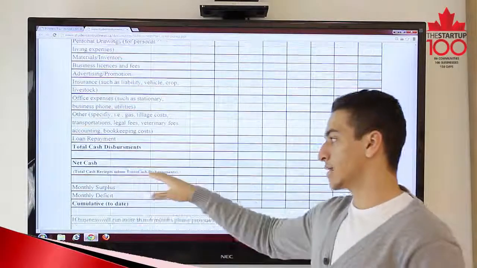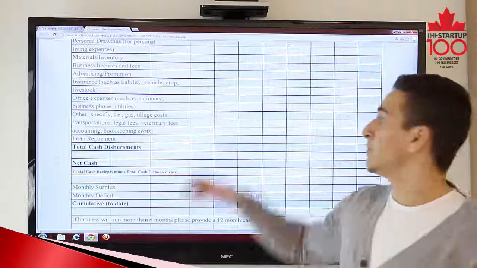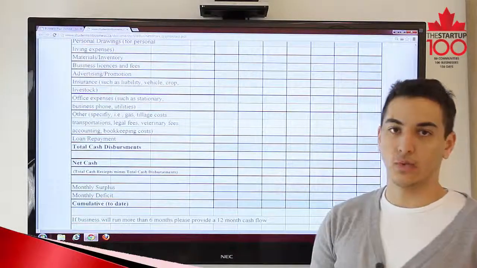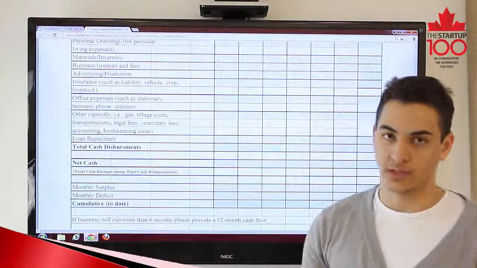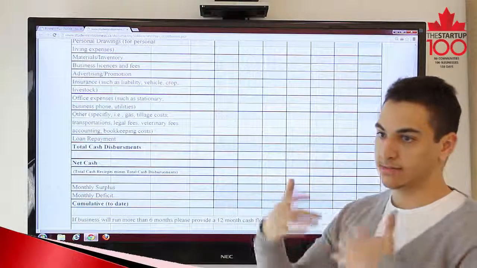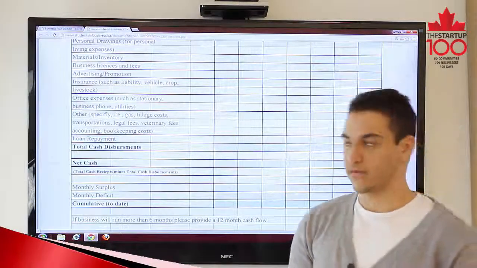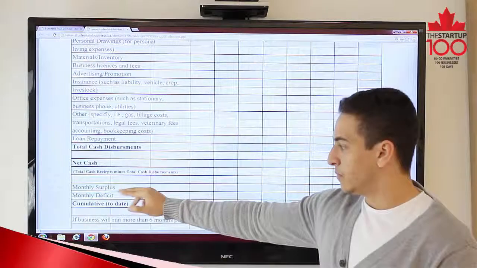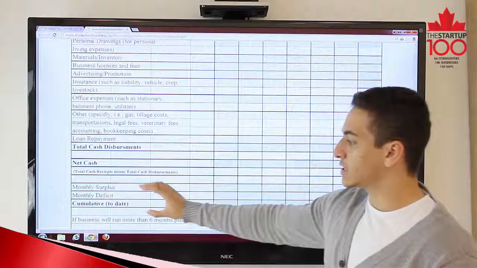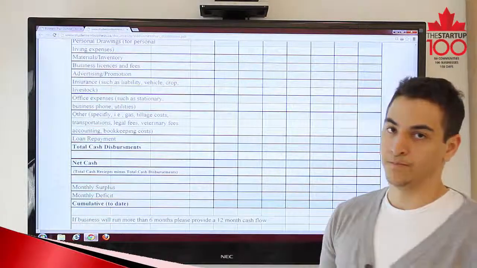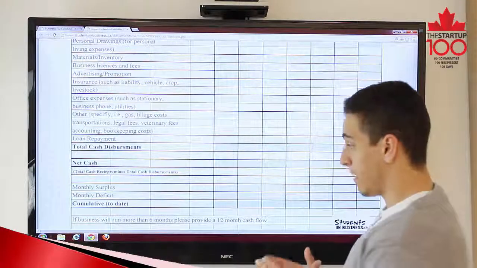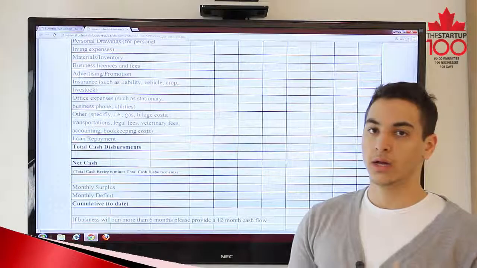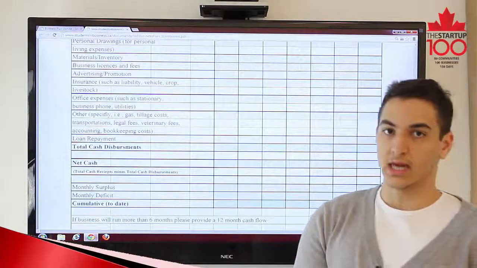Then comes the net cash, which is basically the cash receipts minus the cash distributions, which ends up being your profit. So basically, sales minus expenses equals the net profit. This is the net cash. Now, at the end here, it says monthly surplus, monthly deficit. This is related to monthly. It's ideal to make it monthly, but you can put it yearly or whichever, depending on your business.